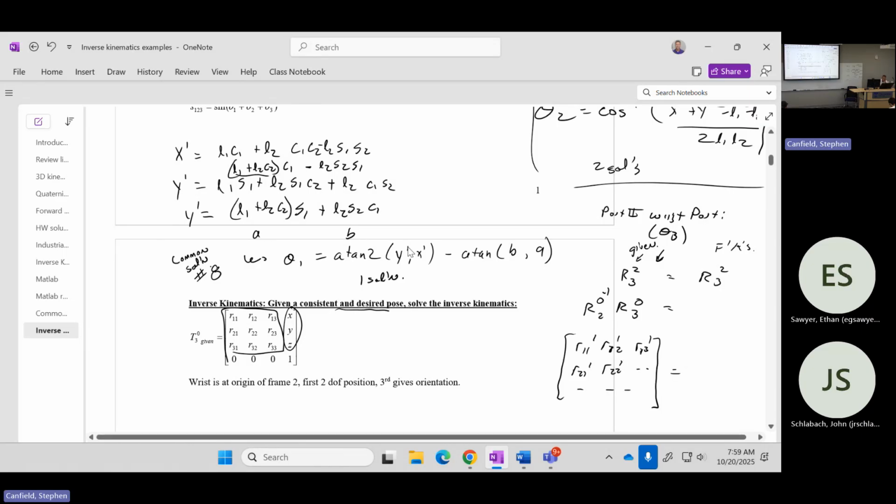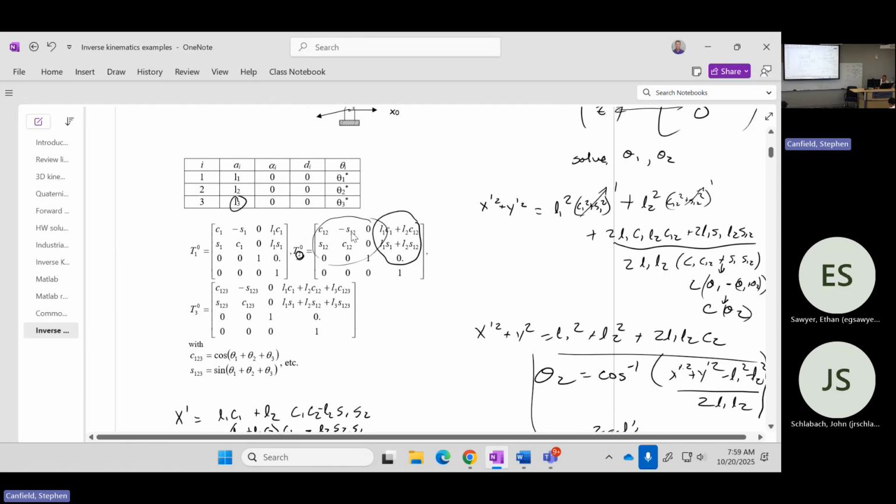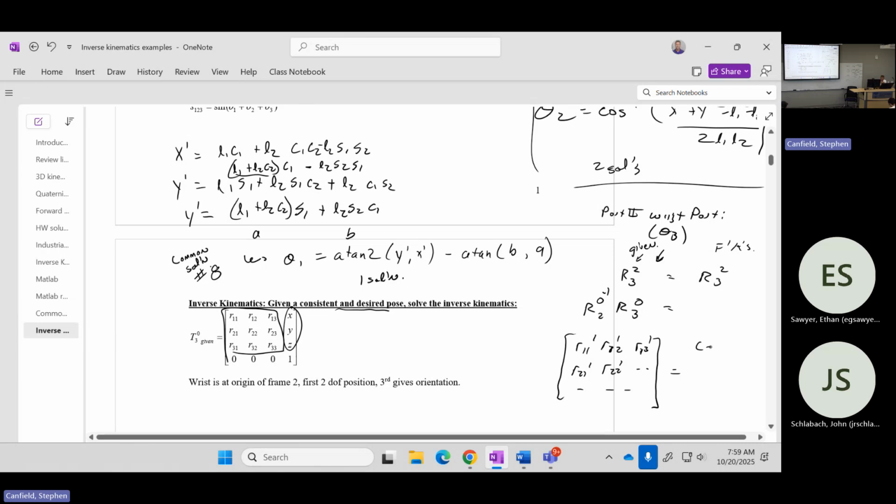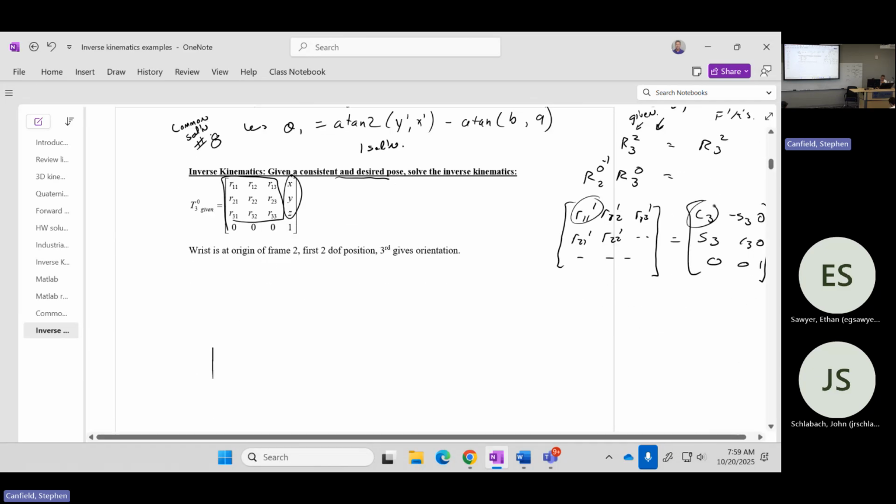And then from the forward kinematics, I need the projection of 3 onto 2. I don't have it here, but it'll come from the transformation of 3 onto 2, which is this row. Since my alpha is 0, it's just rotation around the z. So I know that'll look like cosine theta 3, negative sine theta 3, 0, sine theta 3, cosine theta 3, 0, 0, 0, 1. And now I will use these equations to solve.